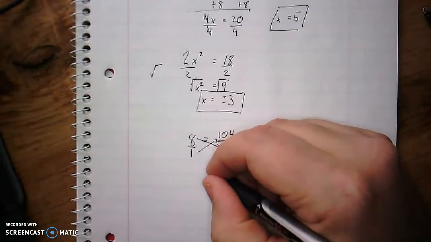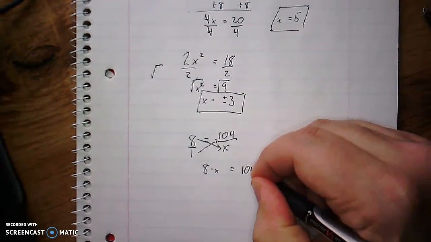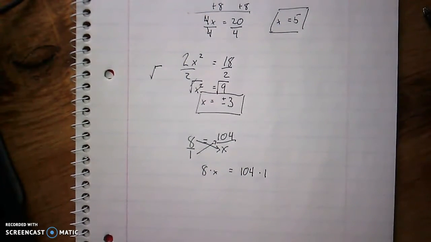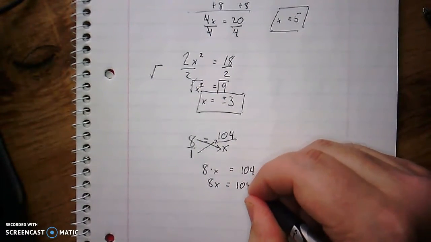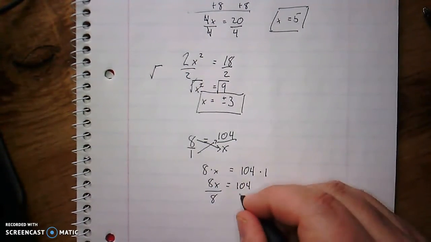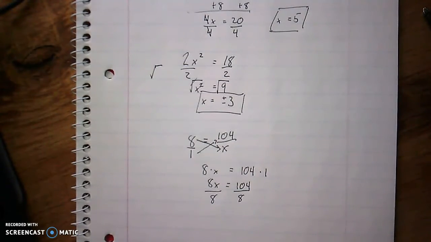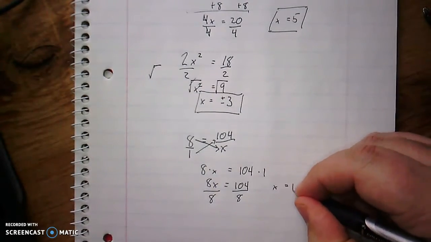So I'm simply going to write it out. 8 times x is equal to 104 times 1. Now, realistically, you don't need to write out the 104 times 1 or the multiplication symbol in the middle of this, but I'm doing it just for consistency's sake. So I'm going to simplify it just a little bit. 8x is equal to 104. So now we have it in a format that's a little bit easier to deal with. We're going to divide both sides by 8. And if you punch it in, 104 divided by 8 is going to be 13, so x is going to be equal to 13.